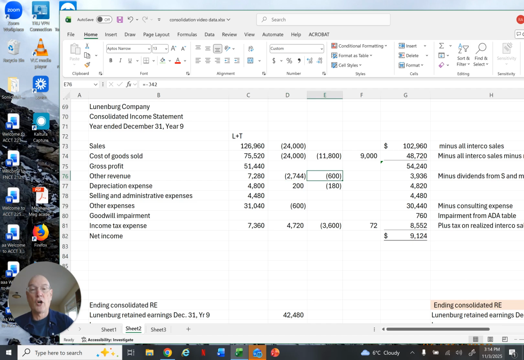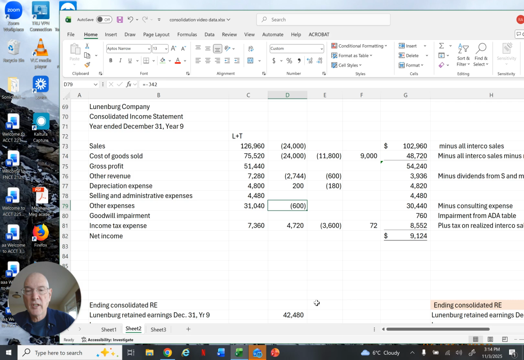The $600 is the intercompany consulting fee. So this was a revenue to Lunenburg, and it was an expense to Tofino. So we're taking 600 away from other revenue and 600 away from other expense. Okay.